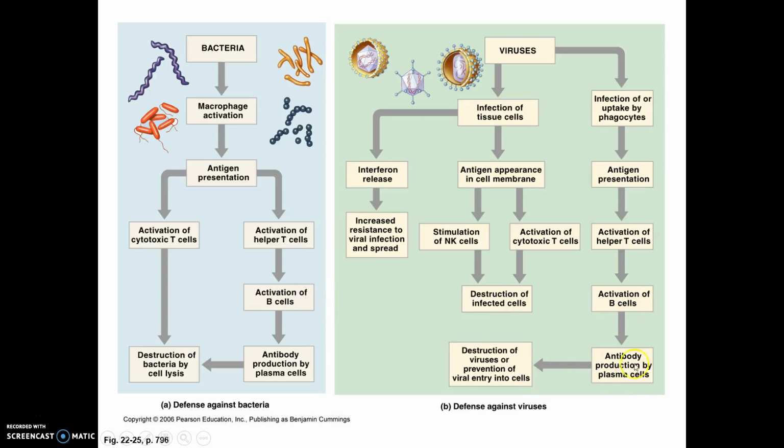So notice, we have antigen presentation, helper T cell, activation of B cells. What do B cells do? They produce plasma cells, and what do plasma cells do? They release antibodies, and in this case, the antibodies will attach to these, again attracting complement proteins. They will actually neutralize these, prevent them from being able to infect the cells, and they will also make it easier for phagocytic cells to engulf them.